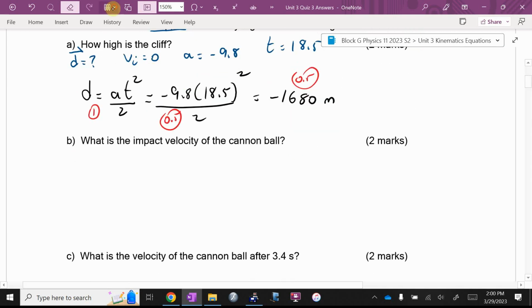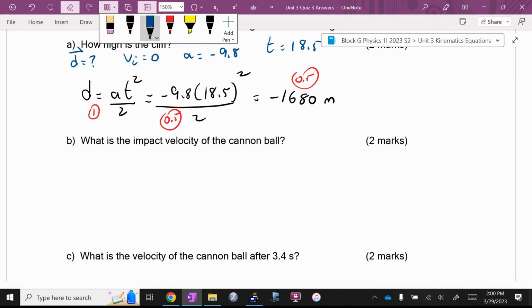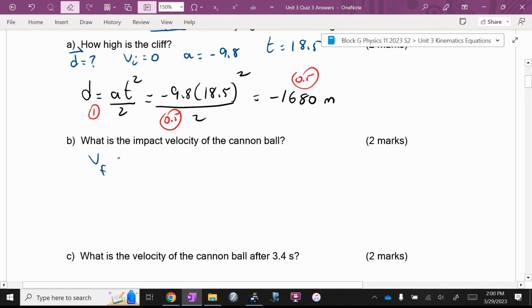What is the impact velocity? Not 0. In fact, you know what? I think this is asking me to find v_f.